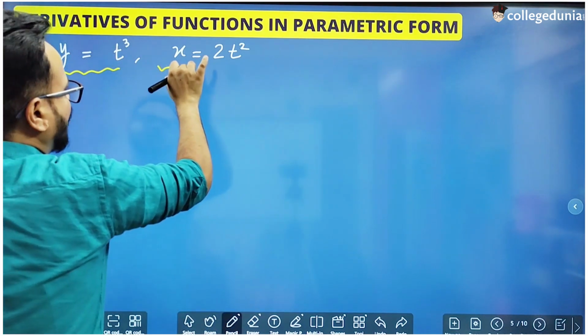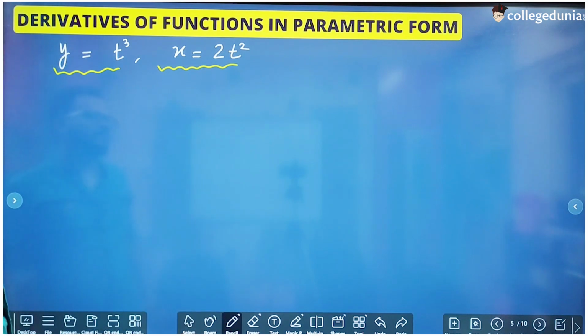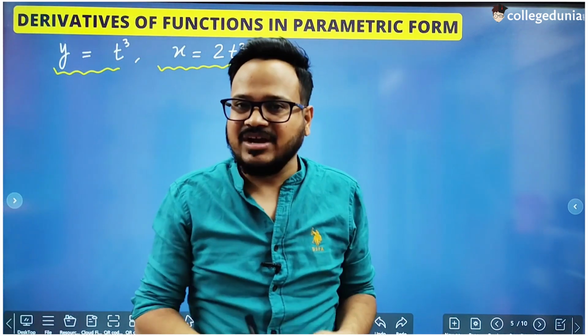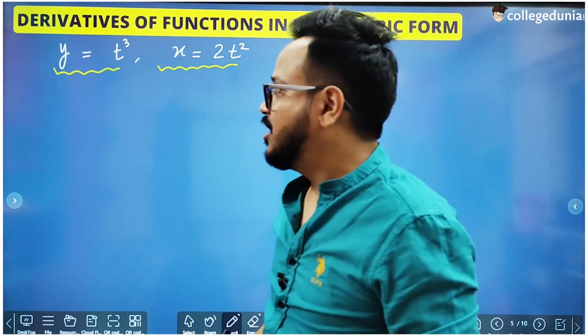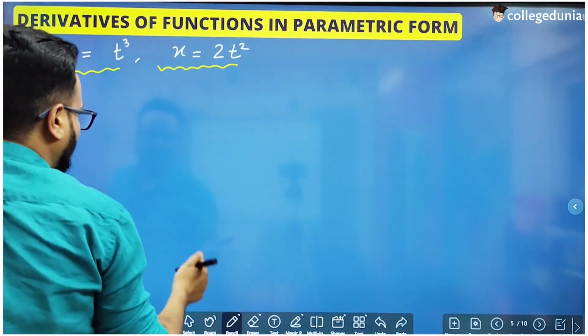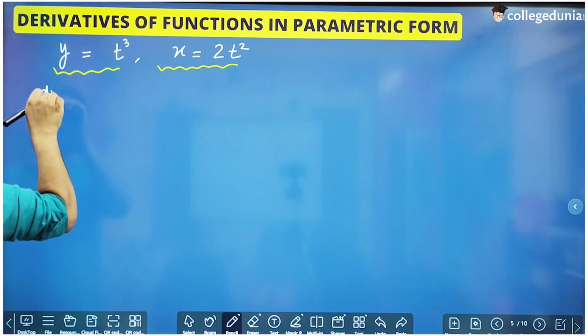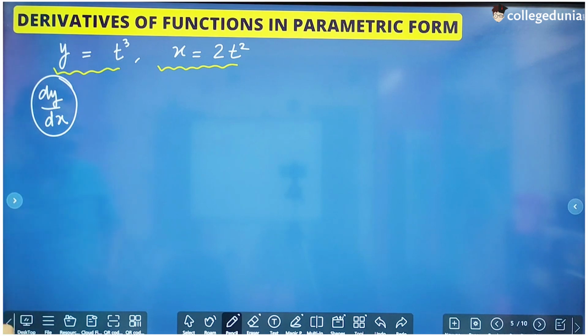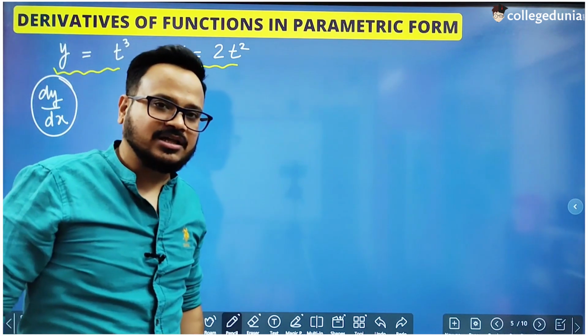Parametric functions are very important, mainly in coordinate geometry and many other topics also. We are not going into the details, we are just going to see how we can find the derivative when the function is given in parametric form. Now both x and y are given in terms of t, but still we have to find dy over dx, right? So how are we going to find dy over dx?